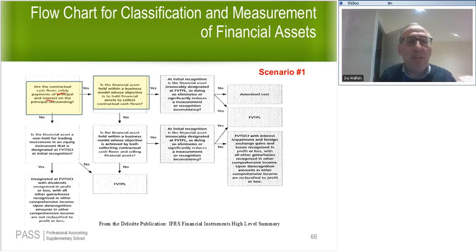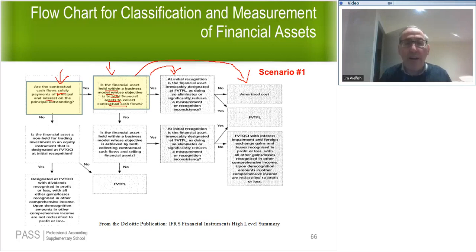So 99% of the time, when this condition is met and this condition is met, we're using amortized cost, unless the company opts to use the FPTPL category. That's the first scenario I want to deal with. So at the end of the day, unless we opted to use the FPTPL category, we're using amortized cost. If for some reason we opt to use the FPTPL category, say to eliminate an accounting mismatch, then we use the FPTPL category. But I'd say 99% of the time, if these conditions are met, we're talking about this category.